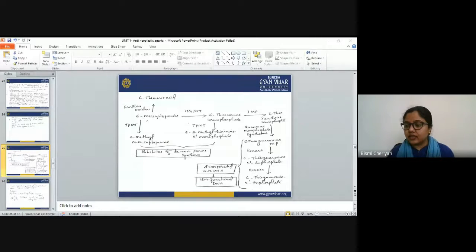Please learn the full form of each and every enzyme. The MCQs will come like this. What is the full form of HGPRT? What is the full form of TPMT? So please learn the full form of each and every enzyme.